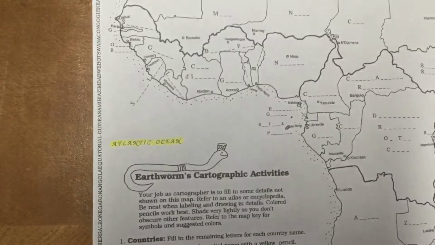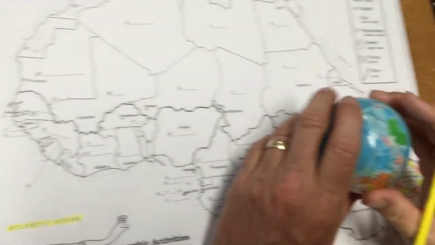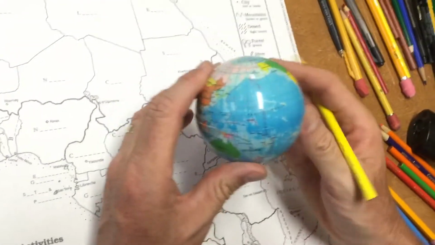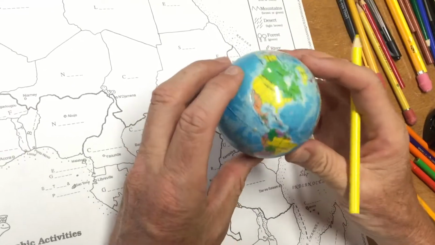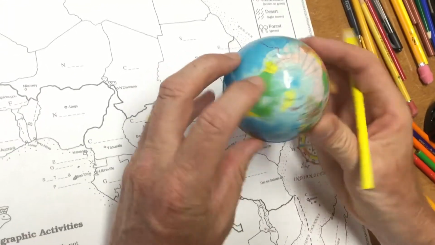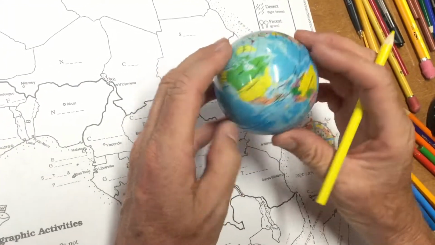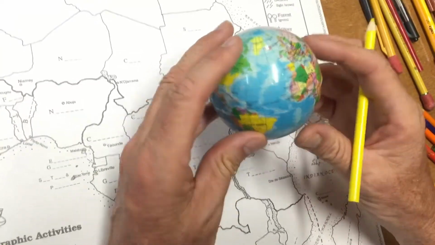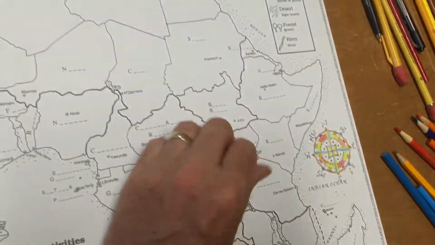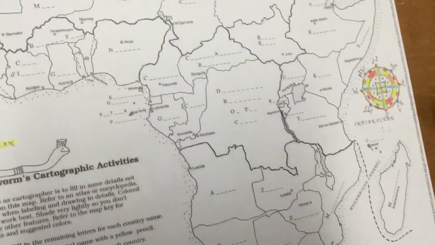We all know that about three-quarters of the Earth is covered in water. You can see on this little globe I have here, only about one-quarter of the whole planet is land, and the rest is ocean. So we're going to show another ocean on this map too, the Indian Ocean.